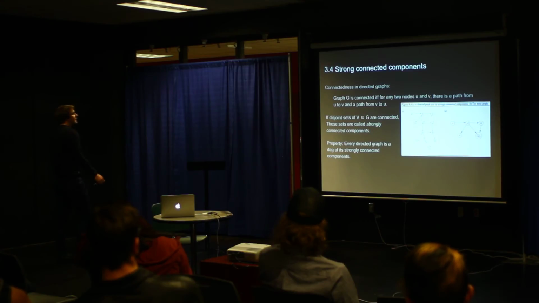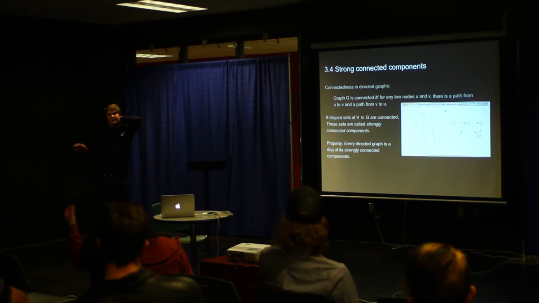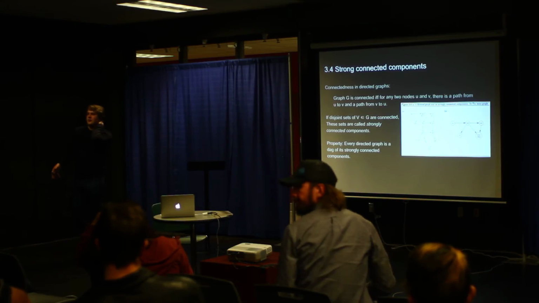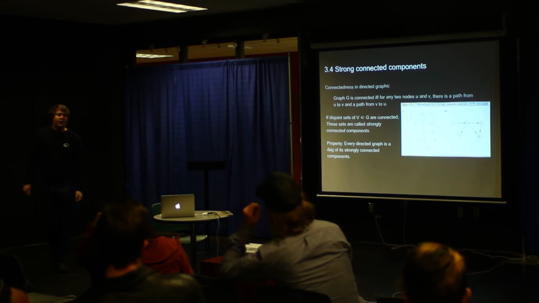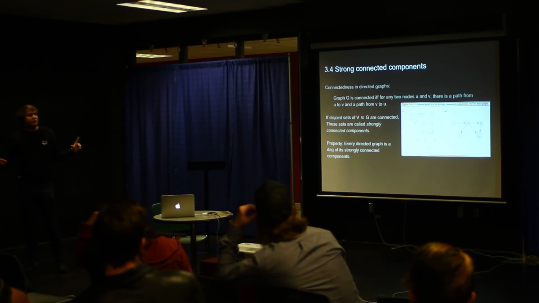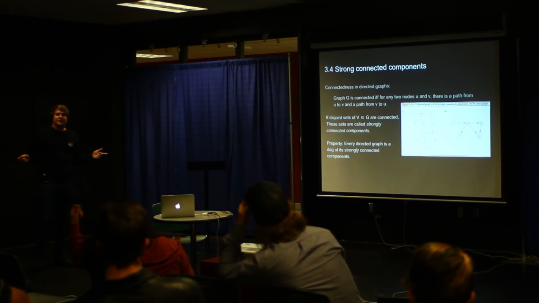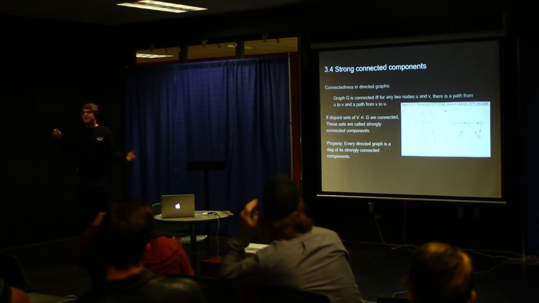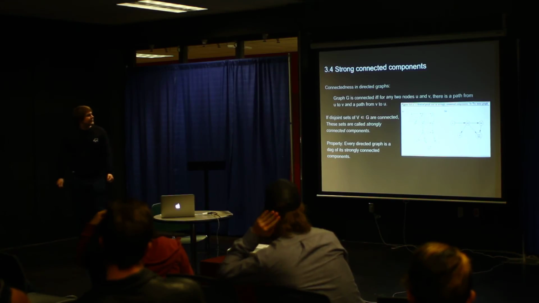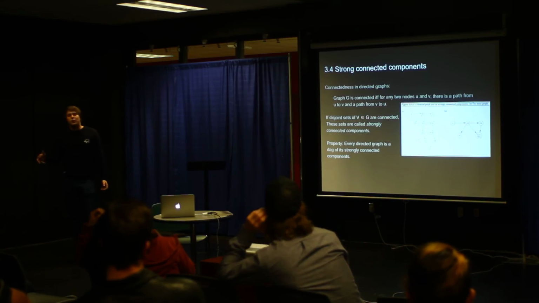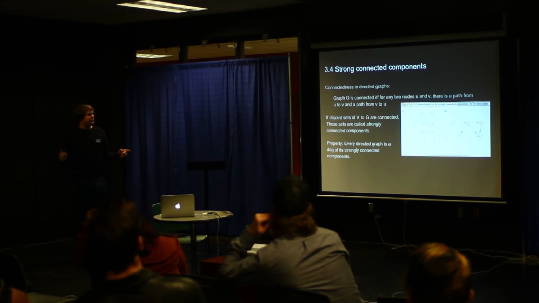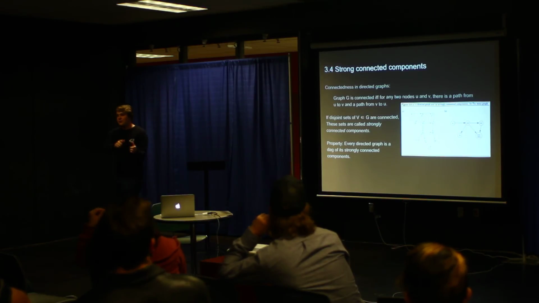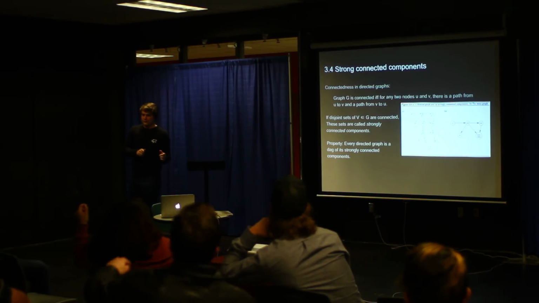So, strongly connected components. We're going to define connectedness a little bit differently in a directed graph. Actually, it's the same definition, but a little different because of the directedness. A graph G is connected if and only if for any two nodes U and V, there's a path from U to V and from V to U.